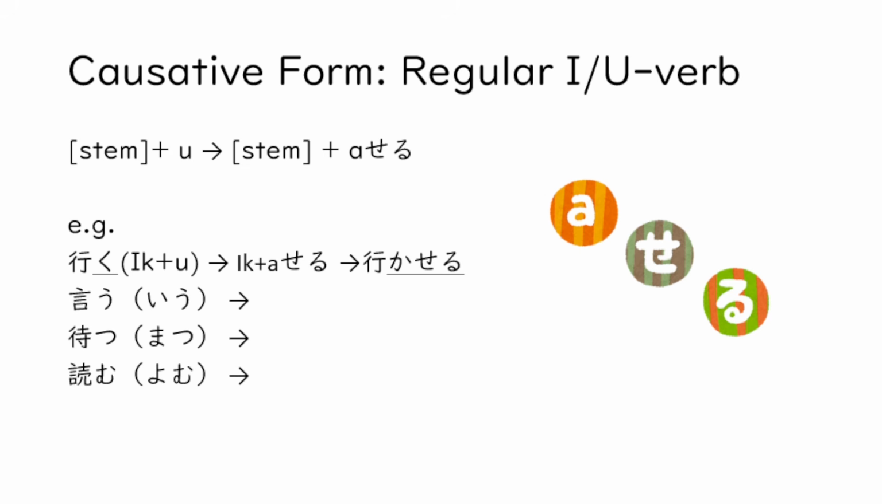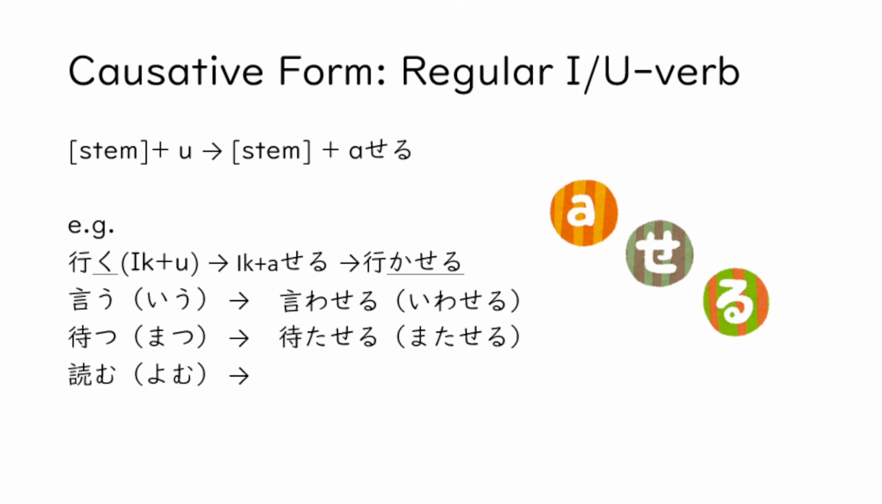How about the following? 言う means to say and it becomes 言わせる. When the verb ends with a u sound without the consonant, instead of simply becoming a, it becomes wa. You have seen this in the nai form as well. Matsu means to wait, and it becomes mataseru. Rather than becoming tsa, it simply becomes ta. This follows the same rule as in the nai form. Yomu means to read, and it becomes yomaseru.